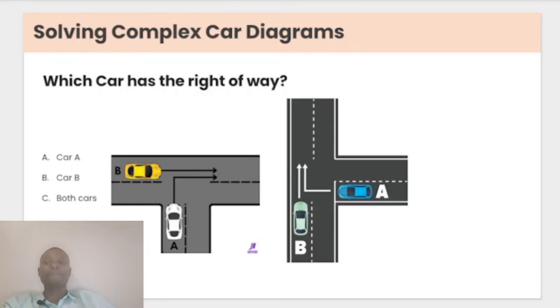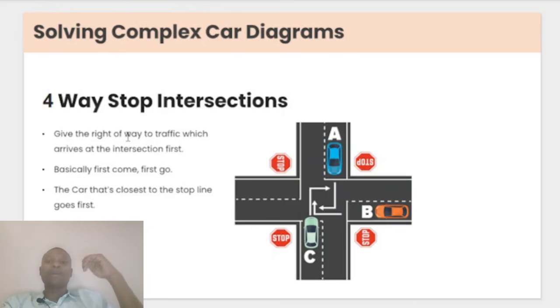Now on this slide I want us to talk about the four-way stop intersection. If you have never come across them, this is them. We have 4 stop signs, one on every side of the road. You can see that every car coming from every direction has a stop sign, and you can also see that it has stop lines. Every car coming from every direction has a stop sign and also a stop line. So this is what we call a 4-way stop intersection.